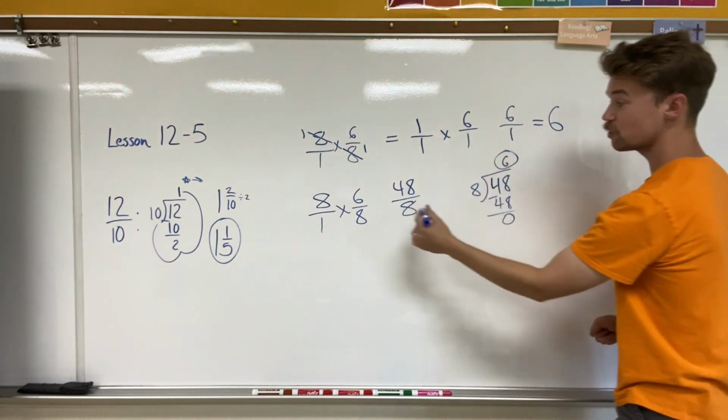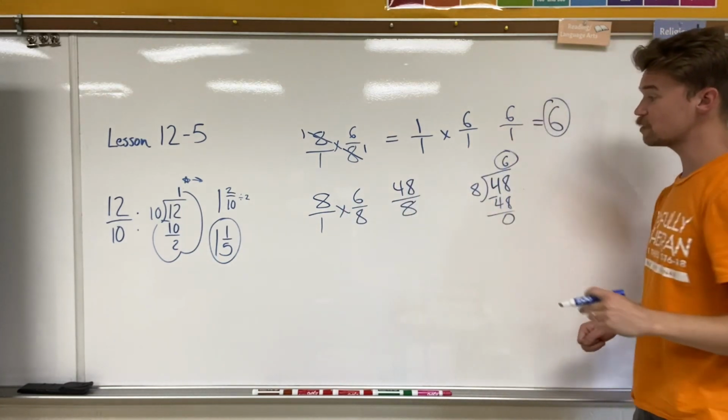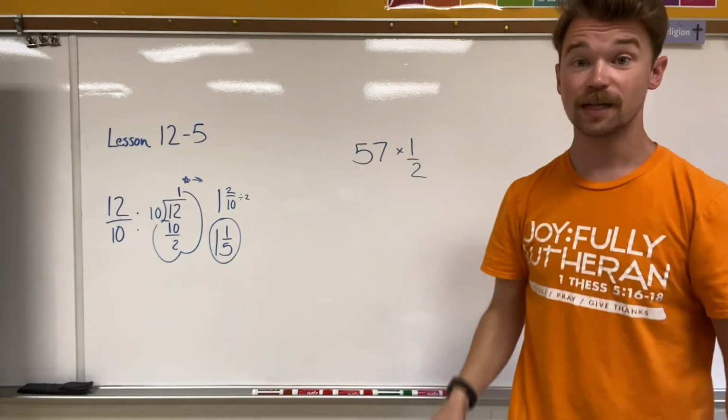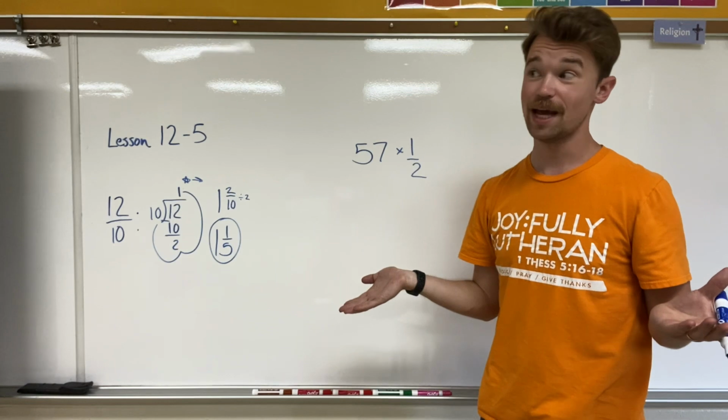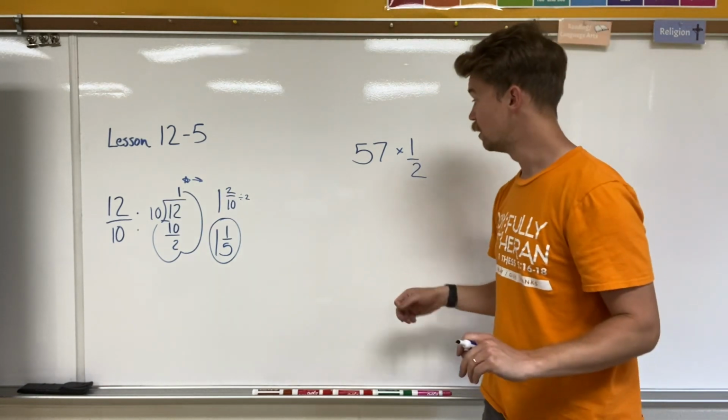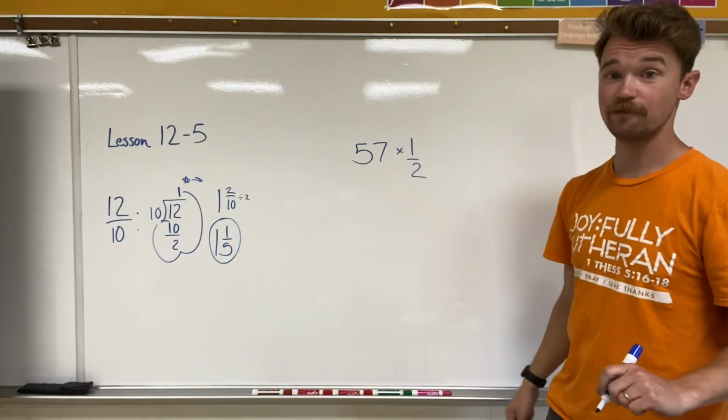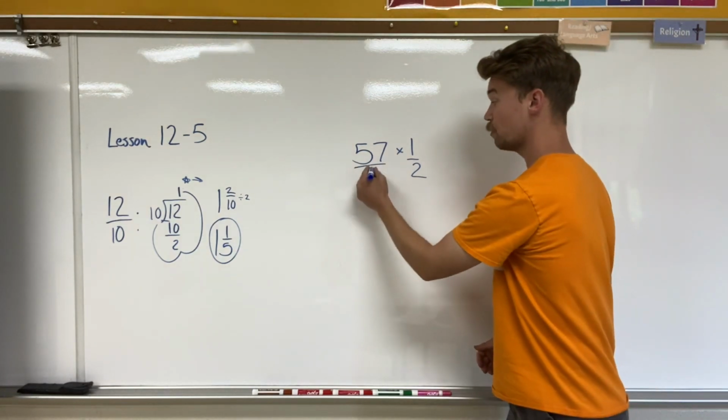I got 6 as my answer using this method, and I got 6 as my answer in this method too. Let's take a look at one last problem. Sometimes you might not be able to cross simplify, and you might have to solve it out the regular way, such as 57 times 1/2. My first step, put my whole number over 1.